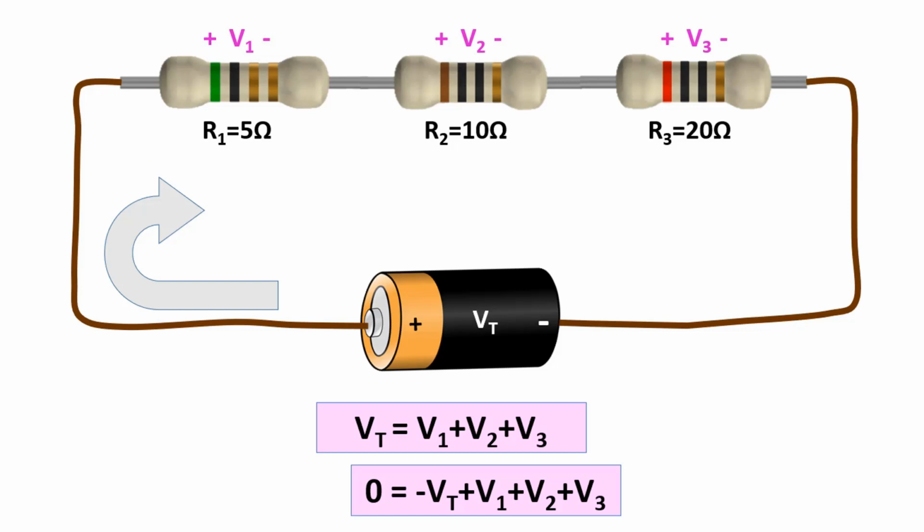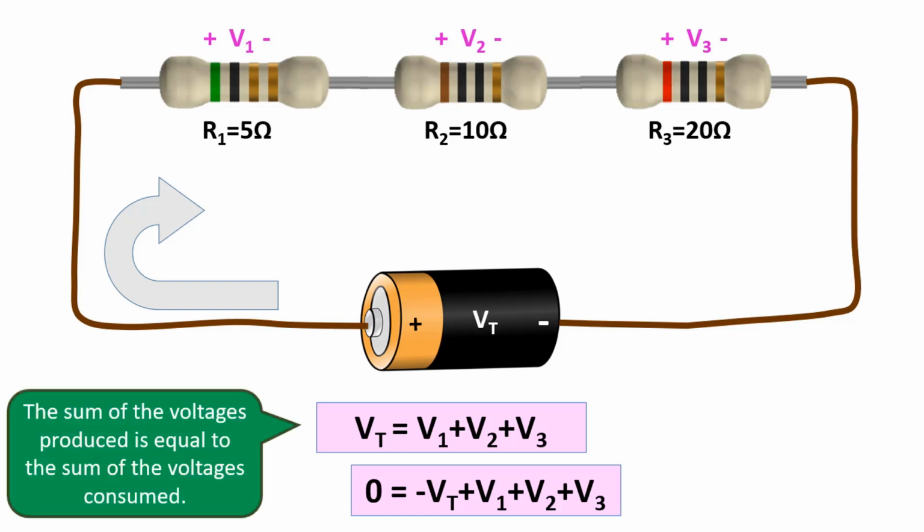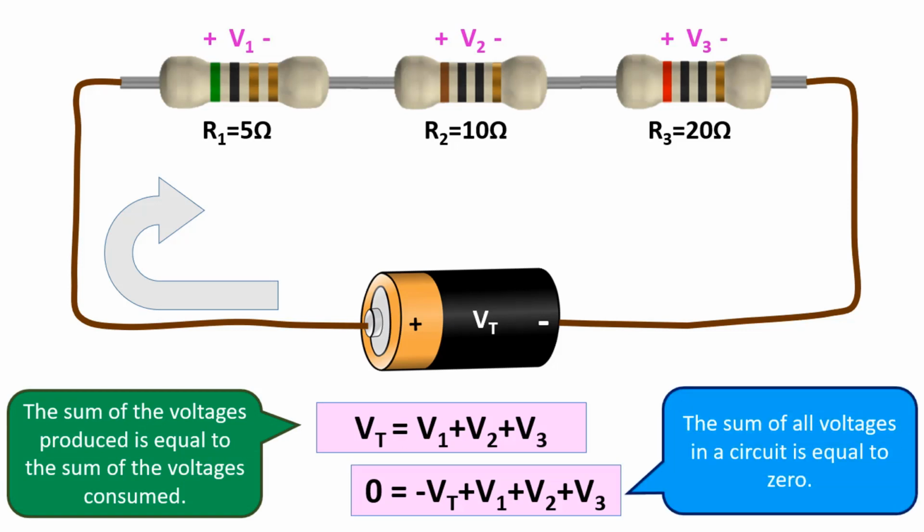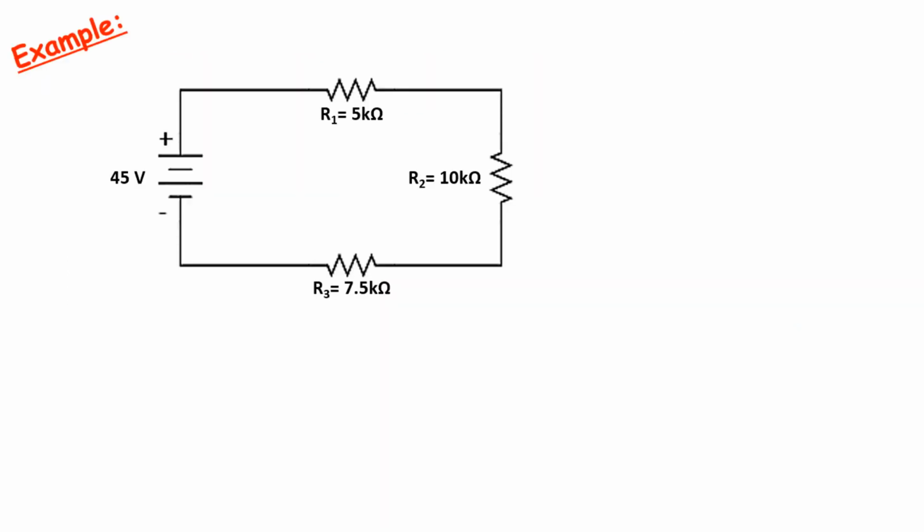Most of the circuit analysis is built on this. The sum of the voltages produced is equal to the sum of the voltages consumed, or the sum of all voltages in a circuit is equal to 0. Now, let's try to understand this formula better through some examples. In this example, let's find the voltage across each resistor and the circuit current.